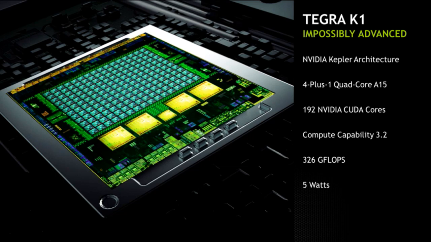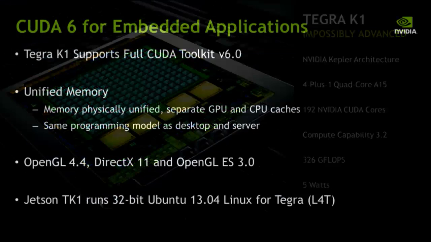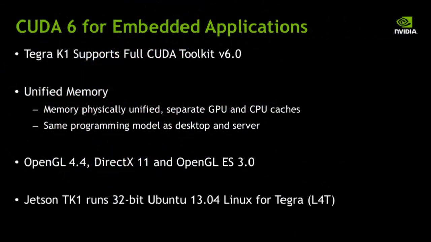In case you're curious, that's compute capability 3.2, which basically has everything that a desktop Kepler has, except for CUDA dynamic parallelism. But I'm sure that'll come in the future. And it's capable of over 300 gigaflops. CUDA 6 is supported. The CUDA toolkit 6.0 is fully supported on Tegra K1. And so you'll be able to download that and use it on the JETSON to develop applications.